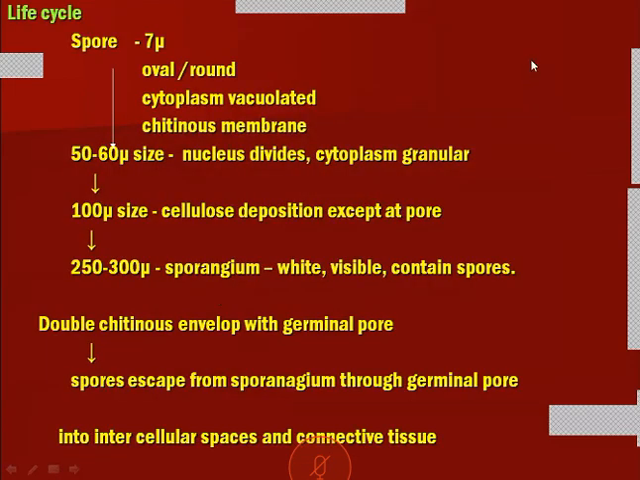So what is the life cycle? Life cycle of Rhinosporidium. Rhinosporidium, usually, if you know what is a sporangium, what is a spore? Can anybody say what is a sporangium and what is a spore?